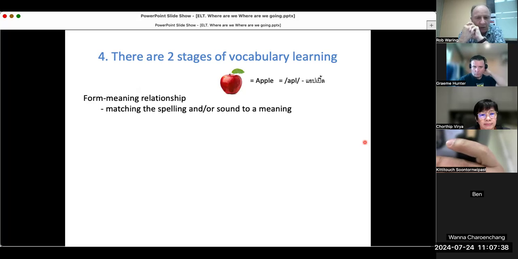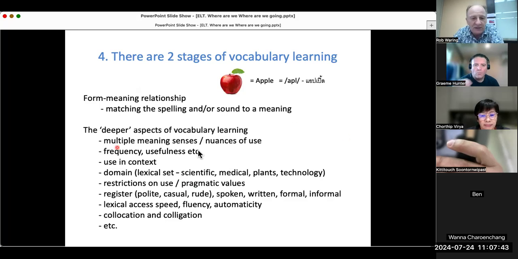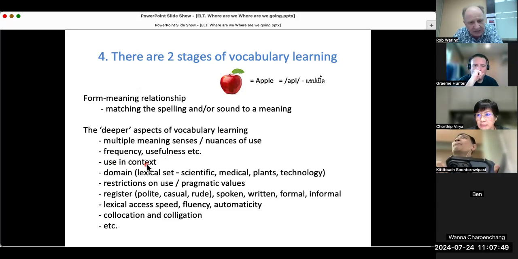But there's a lot more about a vocabulary word that needs to be known. And here are some other aspects. The multiple meaning senses, the nuances of how it's used, its frequency, its usefulness. How do I use it in context? Is it scientific? Is it medical? Is it plant? Is it technology? And so on. When can I use it? When can I not use it? Is it polite? Is it casual? Is it rude? Is it spoken? Is it formal? Is it informal? How quickly can I access that word? Do I have fluent control over it? Can I automatically recognize it? Do I know its collocations? All of this stuff, this is the hard work of vocabulary.